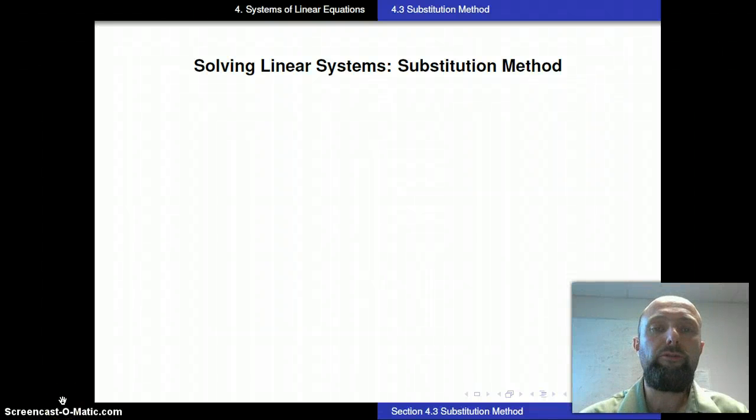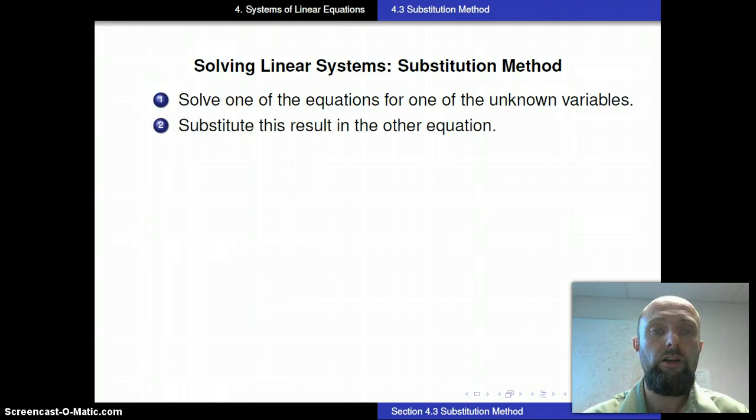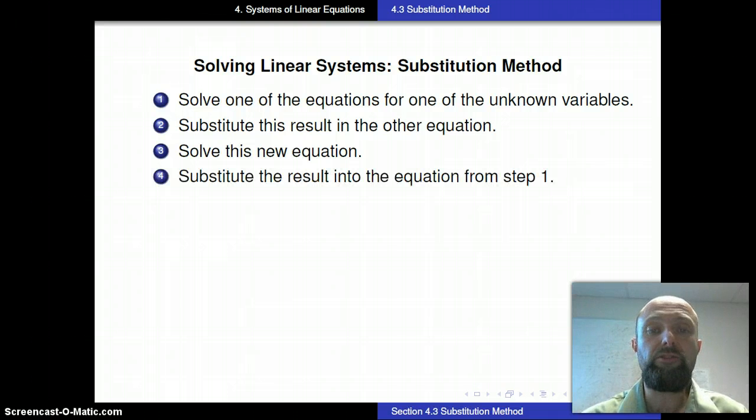Let us go over the first method to solve linear systems, the substitution method. The substitution method consists basically of 4 steps. Solve one of the equations for one of the unknown variables. Substitute this result in the other equation. Solve this new equation. And substitute the result into the equation we got from step 1.